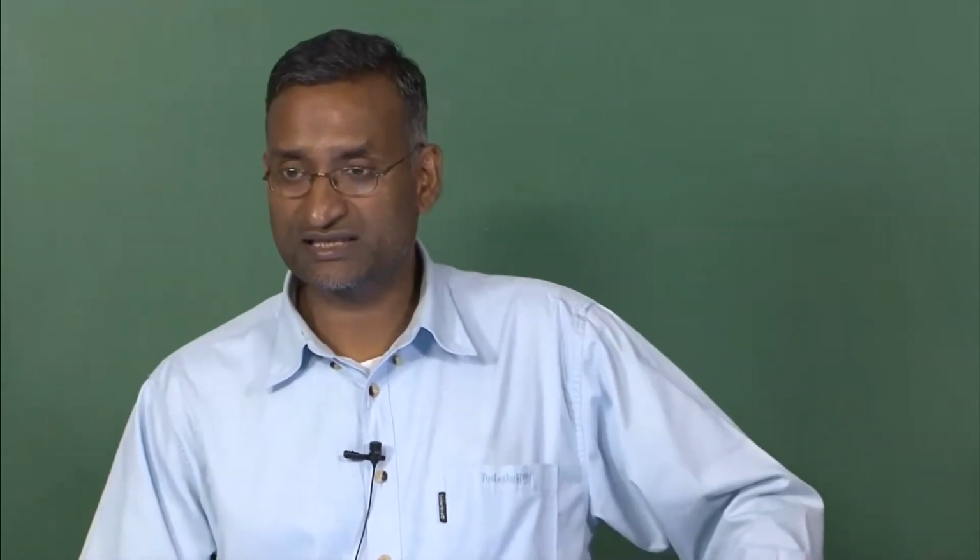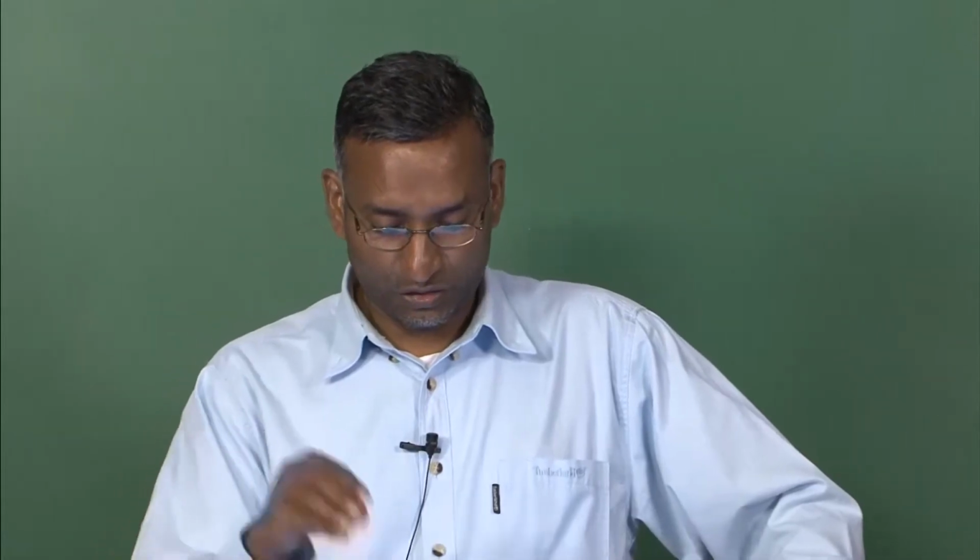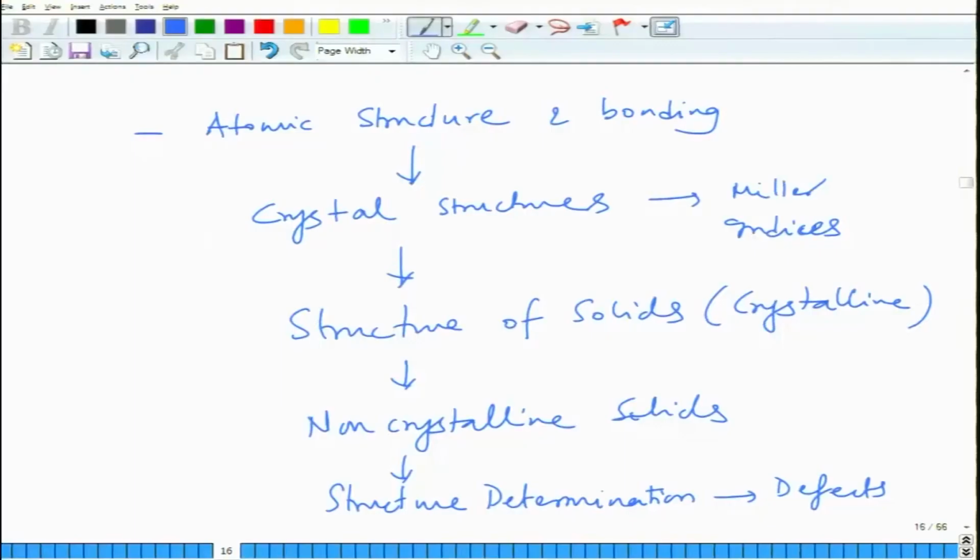So I hope it has given you a brief overview of structure of materials. It's by no means complete, it's at the first level. If you want to get into details, all of these topics form a subject in themselves. So you can have a course in atomic structure and bonding, you can have a course in crystal structures, you can have a course in the structure of solids only, and you can have a course on glasses and polymers, as well as X-ray diffraction. So in this course I have tried to give you a bird's eye view of the structure of materials.